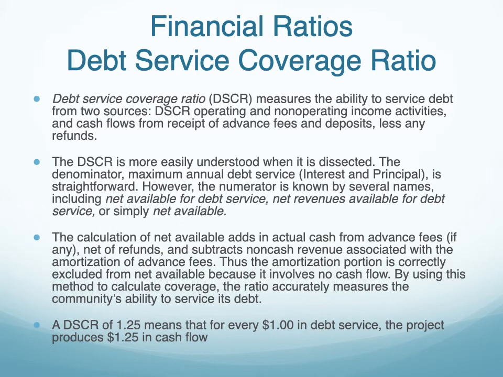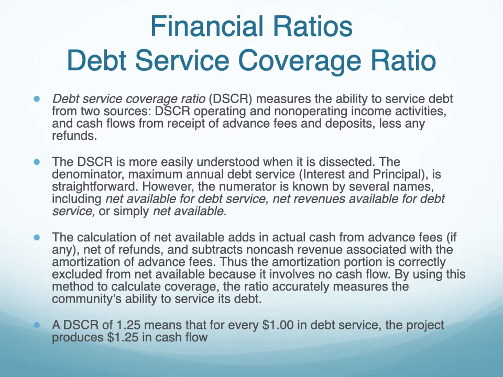Let's explain this further. The debt service coverage ratio measures the ability to service debt from two sources: operating and non-operating income activities, and cash flows from receipt of advance fees, deposits, less any refunds. So the debt service coverage ratio is more easily understood if it's dissected. The denominator, which is your maximum annual debt service, which is interest and principal, that's straightforward. However, the numerator is known by several names, including net available for debt service, net revenues available for debt service, or simply just net available.